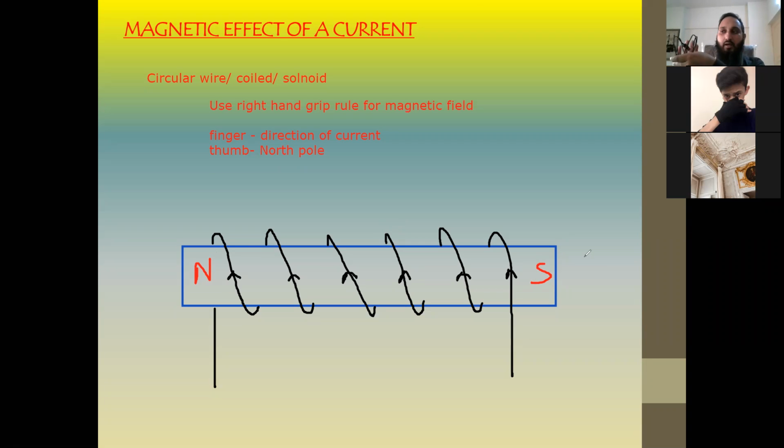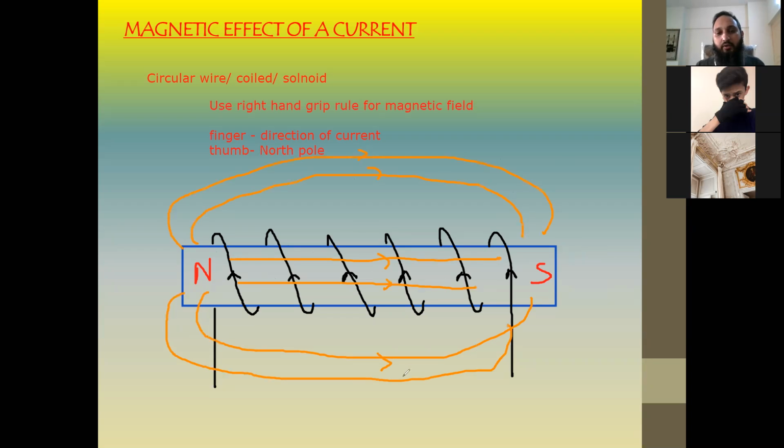So we have a circular wire and we know the direction of the current. If we grip the wire according to the right hand rule, the thumb will point towards north. If one side is north, the other side will be south. And what is the direction of the magnetic field? The orange shade is representing the magnetic field. The magnetic field is always from north to south. Around the wire, it is circular. Inside the wire, it is straight.